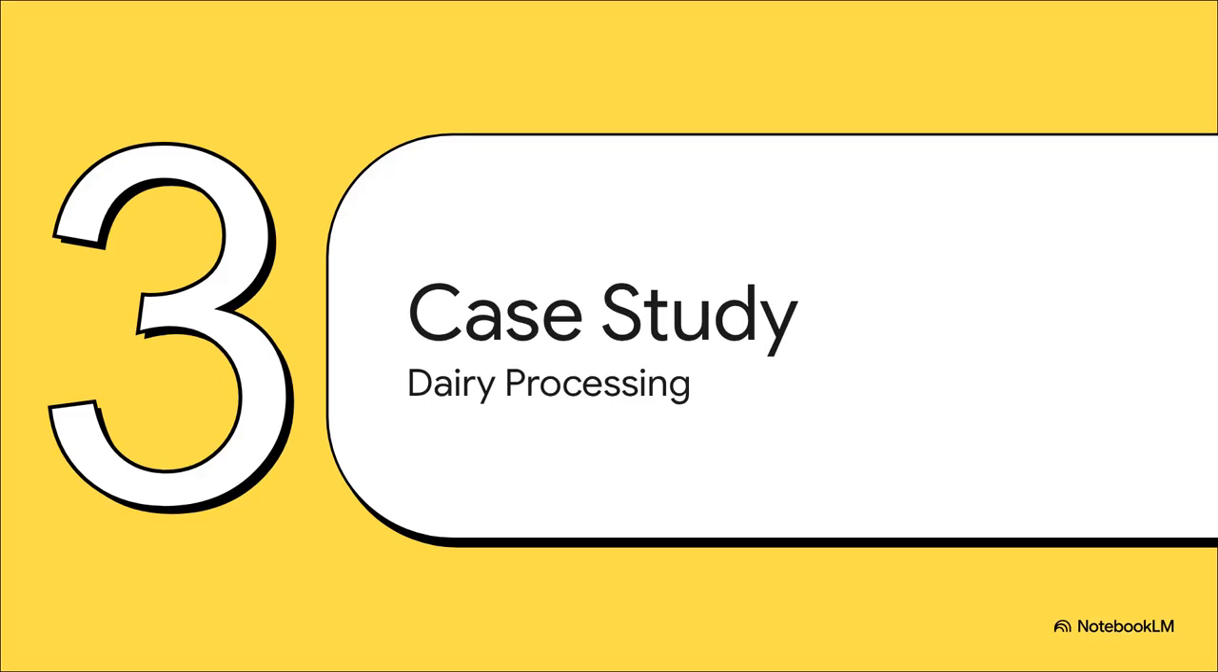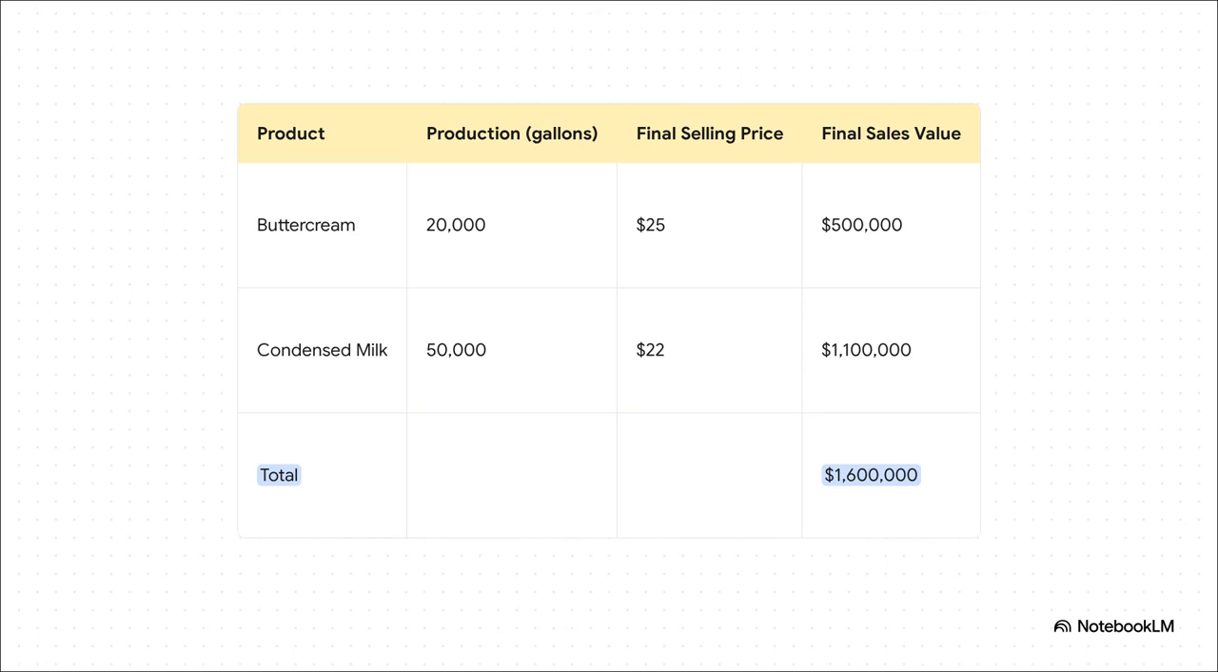All right, enough theory. Let's make this real with an example from a dairy. They're starting with raw milk and ending up with buttercream and condensed milk. This is the perfect way to see the NRV method in action. Step 1. We've got to find the final sales value. So, as you see in the table, we just take the production amount and multiply it by the final selling price. For buttercream, that's 20,000 gallons times $25 a gallon. Boom, $500,000. Same thing for condensed milk, which gets us to $1.1 million. So all in, we're looking at a potential $1.6 million in revenue.